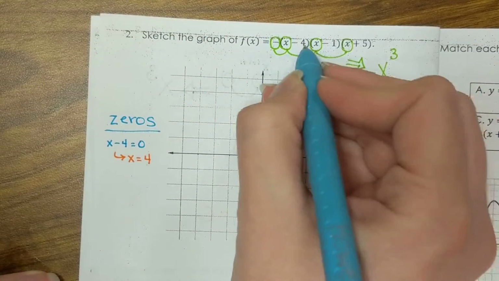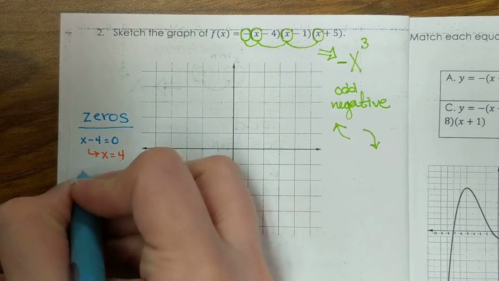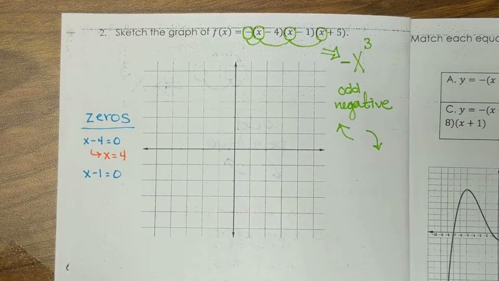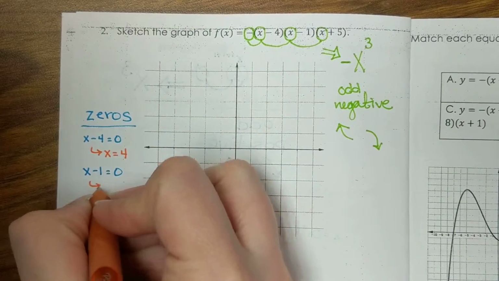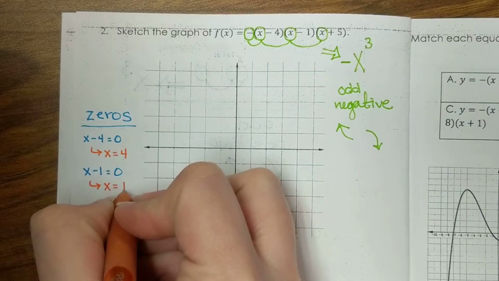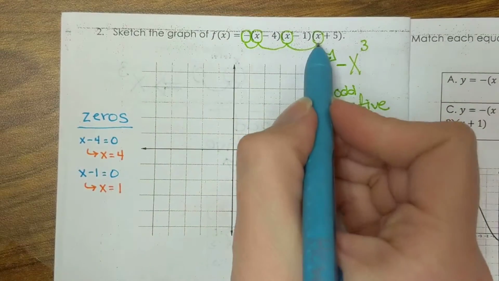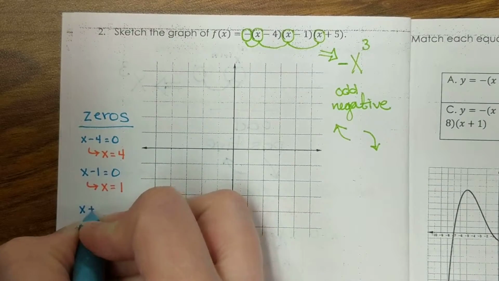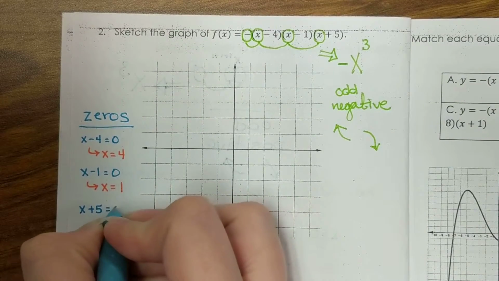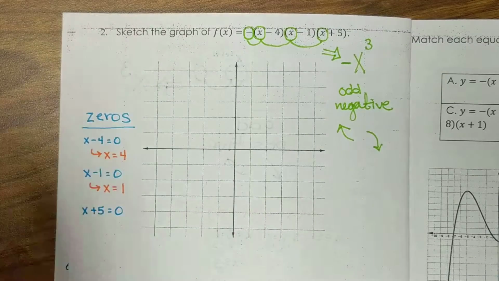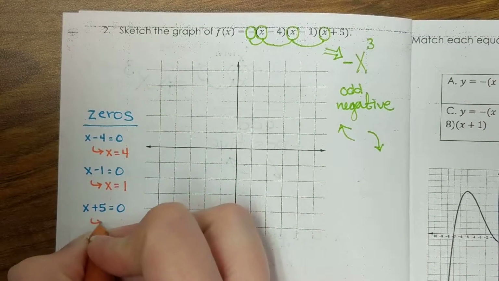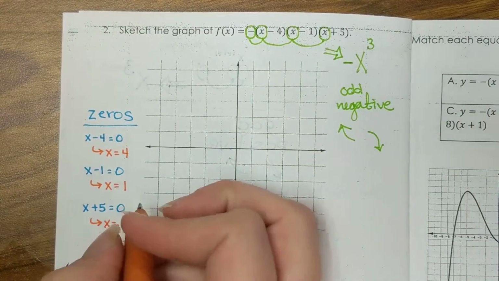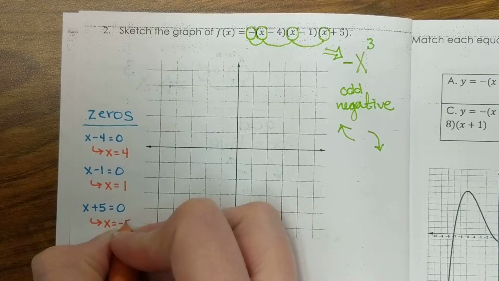So the next set of parentheses says x minus 1, right? So you're going to take x minus 1, make it equal 0. And again, if you solved it, you should get that x equals positive 1. And then again, the last set of parentheses, you have x plus 5 equals 0. So again, if you solve it, which you should be able to do in your head, you should get negative 5 for this one.